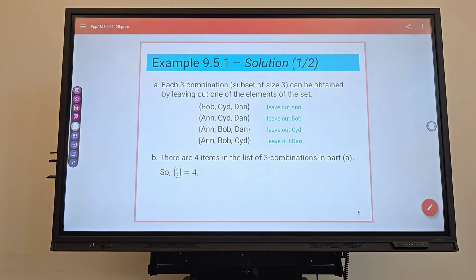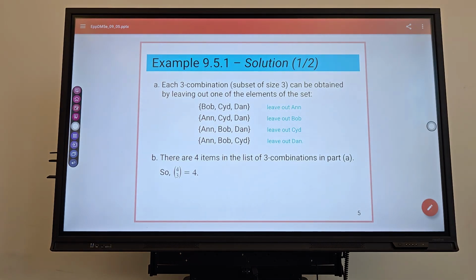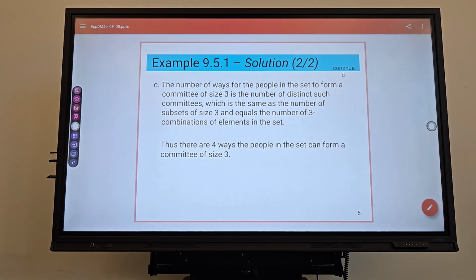Well, each combination can be obtained by leaving out one of the elements of the set. There are 4 items in the list of 3-combinations in part A, so 4 choose 3 equals 4. The number of ways for the people in the set to form a committee of size 3 is the number of distinct such committees, which is the same as the number of subsets of size 3 and equals the number of 3-combinations of the set. Therefore, there are 4 ways people in the set can form a committee of size 3.